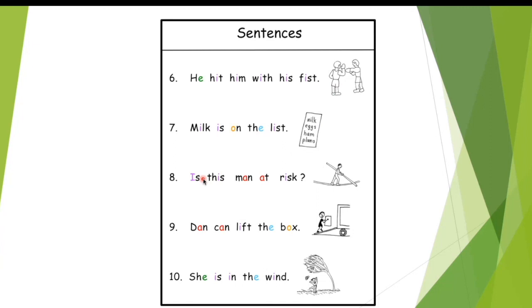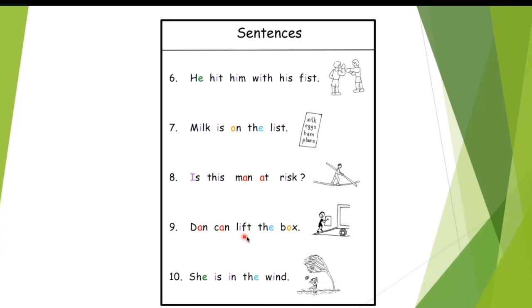Let's move on to sentence number 8. Is this man at risk? So is this man at risk? What do you think? Yeah, I think so. Okay. Next sentence.